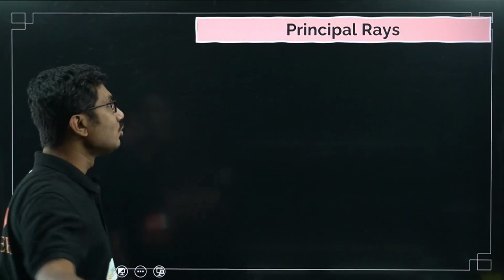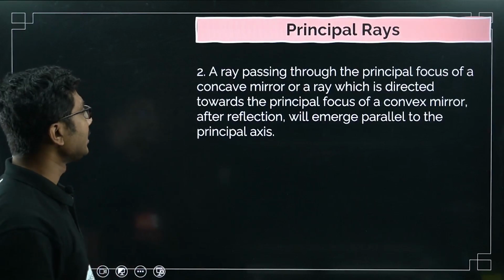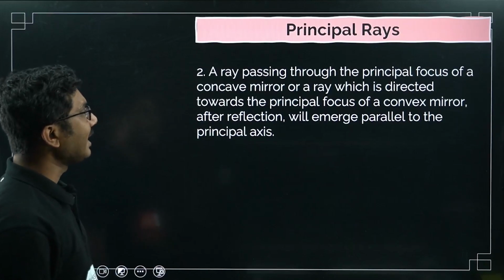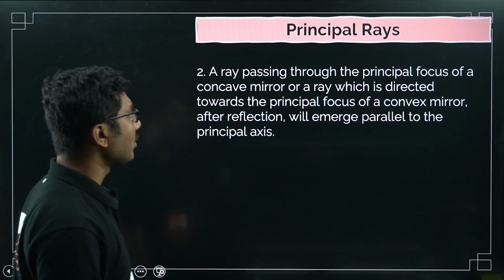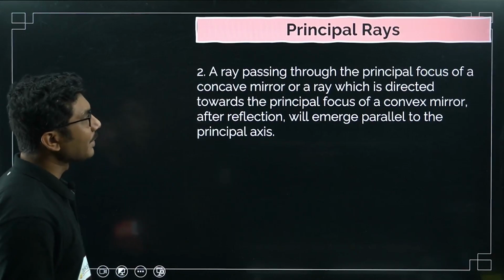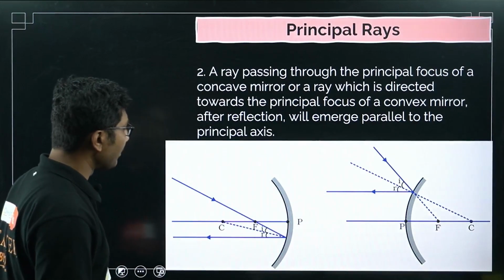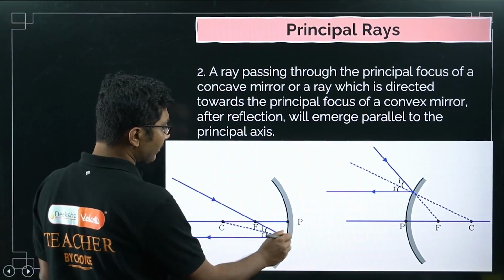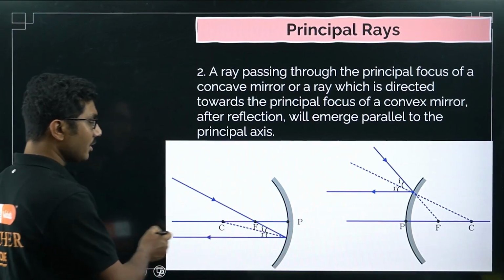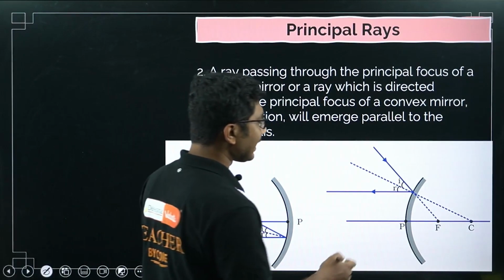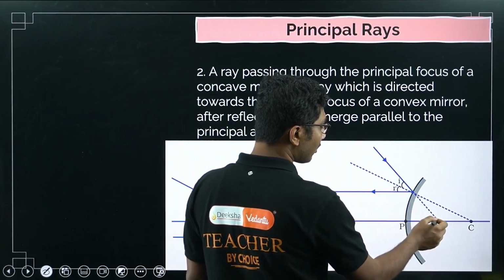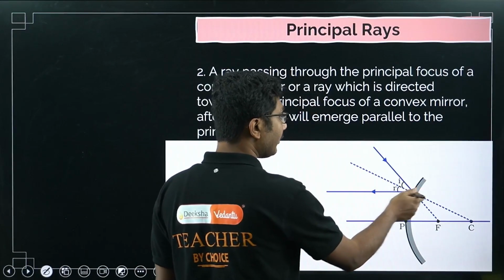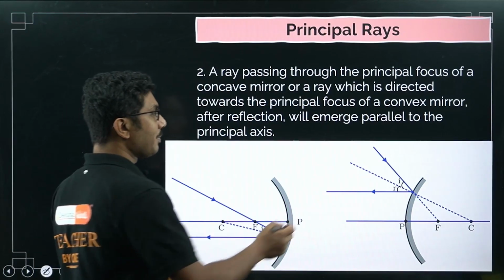Next point, at least two principal rays you have to follow. What are the two principal rays? A ray passing through the principal focus of a concave mirror, or a ray which is diverted towards the principal focus of a convex mirror, after reflection will emerge parallel to the principal axis. This is also very important. Any ray which is passing towards the focus, after reflection, will emerge parallel to the principal axis. In this case, it is going towards the focus, but before reaching the focus it has encountered the mirror, so it will reflect back, and this will be parallel to the principal axis.